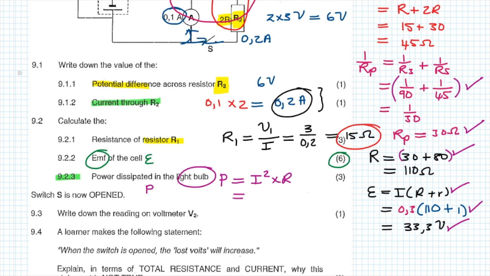The current is 0,3, which we're going to square. Don't forget the square. Multiplied by 80, and in the end we find that the final answer is 7,2 watts. Remember, power is measured in watts. You're going to get 1 mark for your formula, 1 mark for substitution, and then 1 mark for your final answer. Now the question says switch S is now opened.